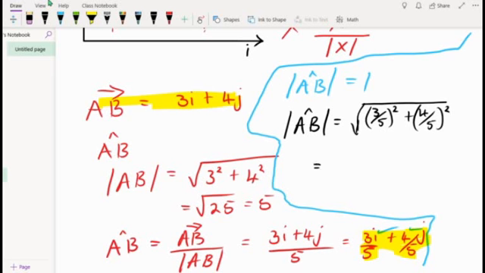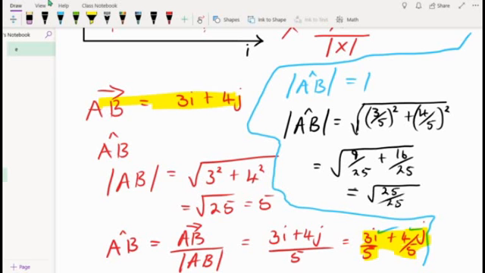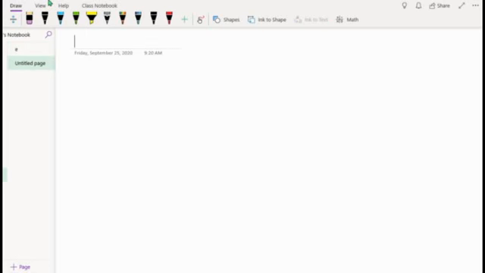This will give us 9 over 25 plus 16 over 25, and that will be equal to, so that is 9 plus 16, that is 25 over 25, which is equal to the square root of 1, which is equal to 1. So the magnitude of any unit vector will always give you 1. These are basically the things you should know when we talk about unit vector.